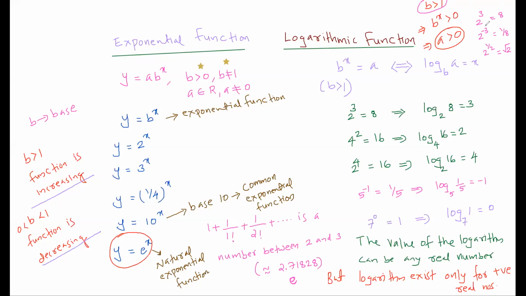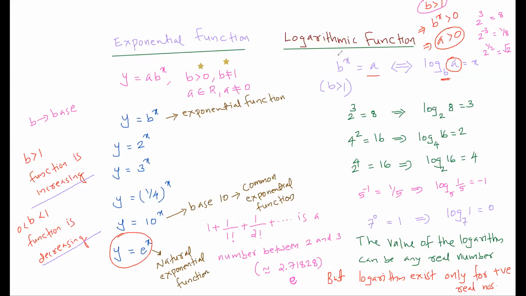So whatever the value of x, if the number is greater than 1, that b to the power x is always positive, and b to the power x is your a, and logarithm of a with base b. So logarithm exists only for positive real numbers. But the value of the logarithm can be positive, negative, or 0.